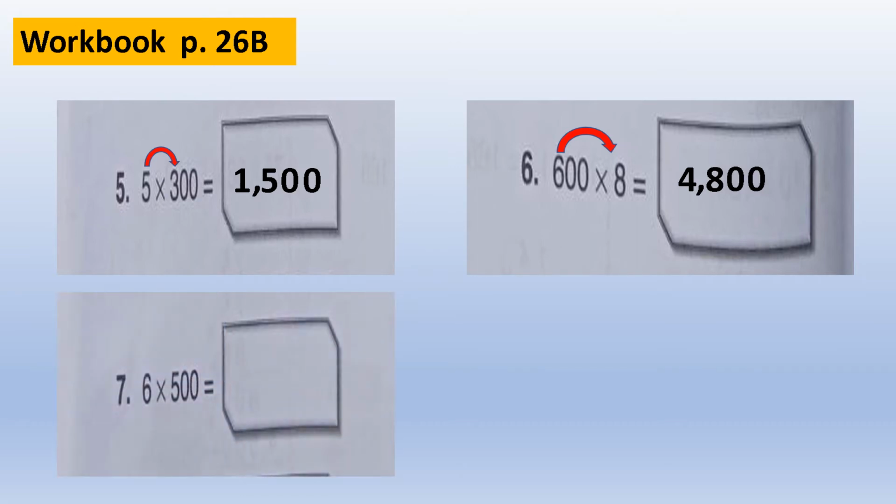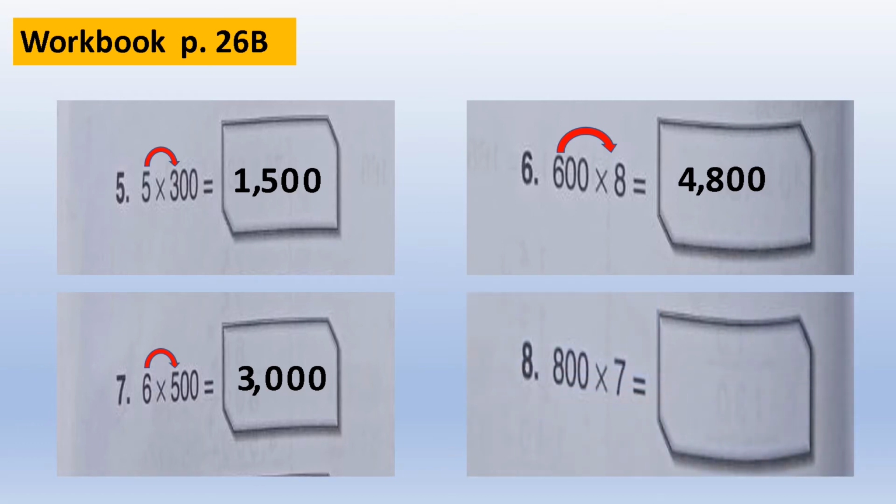4,800. Number 7 says the same. Multiply 6 and 5. That will give you 30. And then add two zeros. So the product is 3,000. Put a comma after the third digit from the ones place. The sentence is 6,000 times 500 is equal to 3,000.